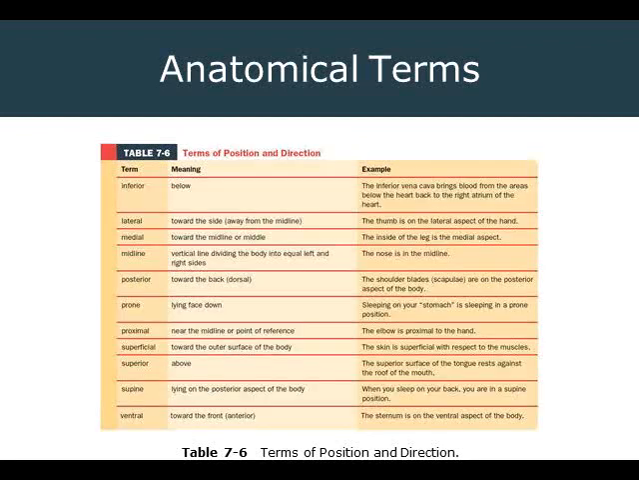We may also have inferior, which is towards the feet. Lateral, medial, covered those. Midline, we've covered that. Posterior, got that one. Prone is lying face down. Proximal, near the midpoint. Superficial is towards the outer surface, so in opposition to deep. Superior, we've talked about. Supine is lying flat on their back. And we've talked about ventral.